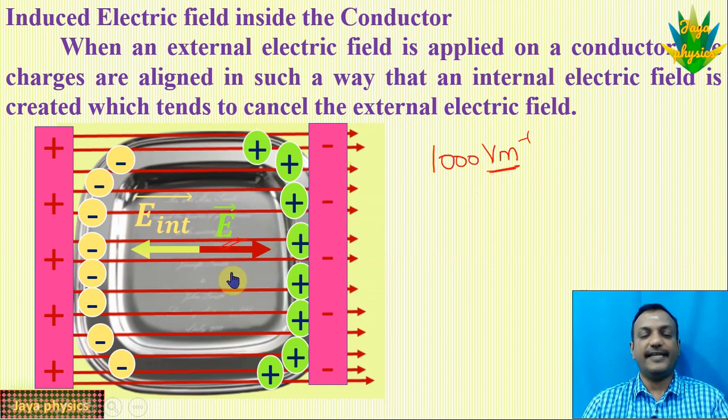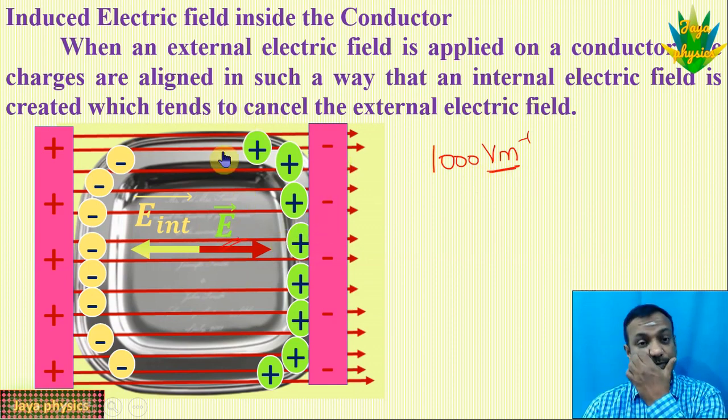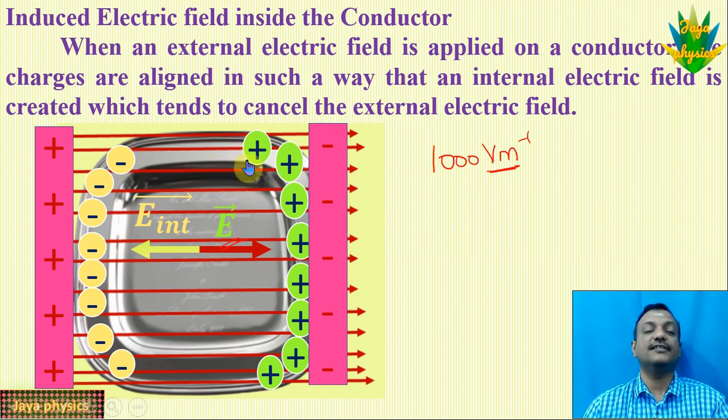When a conductor, a metal plate or any metal surface, is placed between the plates in this electric field, what will happen? What will this electric field do? It will make the electrons move towards the positive side of the electric field, and the positive charges are aligned towards the negative side of the electric field.